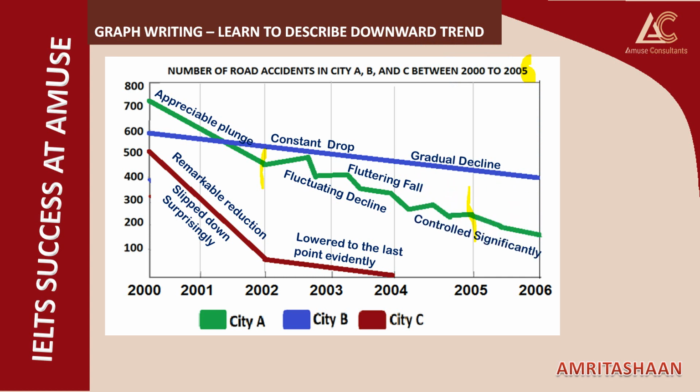And for the last 2-3 years, the number of road accidents was controlled significantly. There was a significant control in the number of road accidents. So these are the trends that we have to focus on, and we have to see whether it is a constant fall, fluctuating fall, sudden fall, and later with the help of figures we can describe it easily.